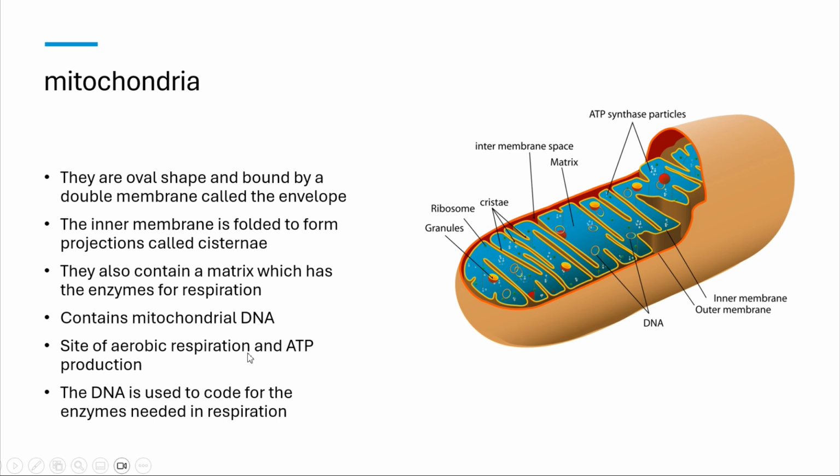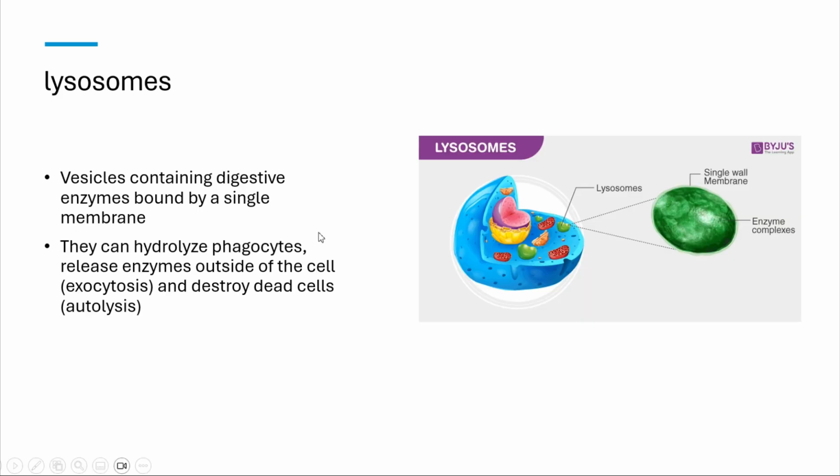Mitochondria are the site of aerobic respiration and ATP production, and the DNA is used to code for the enzymes needed in respiration. These enzymes need to be coded for, so that's why the DNA codes for them. That evolution theory also explains why they're very small, because prokaryotic cells like bacteria are the same size as mitochondria and chloroplasts. They also contain the same type of ribosome as well. I'll talk about that in a minute.